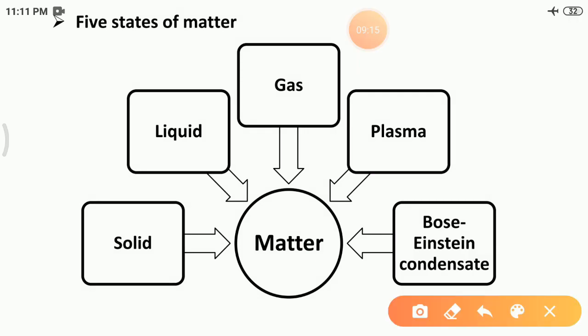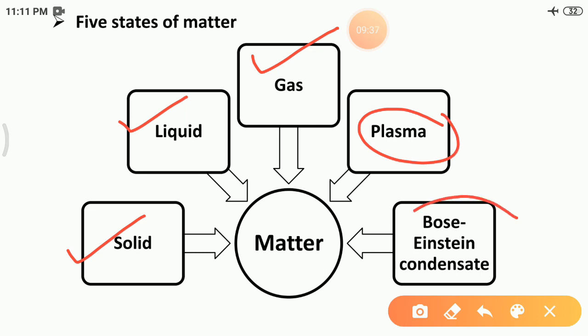As we have studied earlier, there are three states of matter: solid, liquid and gas. But now scientists are talking of five states of matter. They also include two other states, that are plasma and Bose Einstein condensate. So we have already covered solid, liquid and gas in the earlier video. In this video we will cover plasma and Bose Einstein condensate.